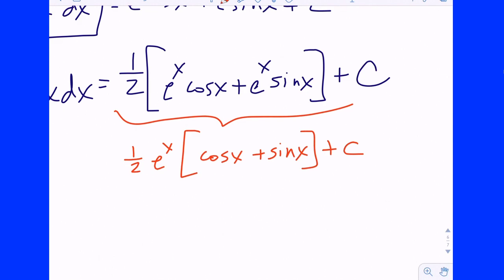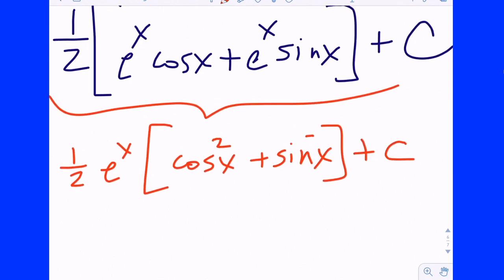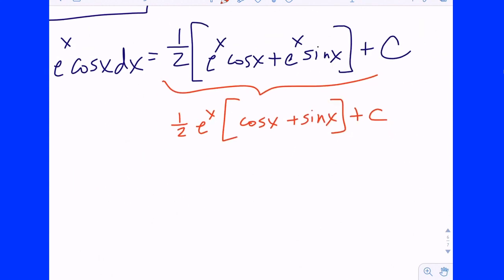Can I call cosine x plus sine of x 1? Boy, that'd be great if I can call that 1. Is that 1? No. Why not? They're not squared. Can I square them and call them 1? I could, but it wouldn't make it right. Okay, let's take the derivative. Let's see what we get.